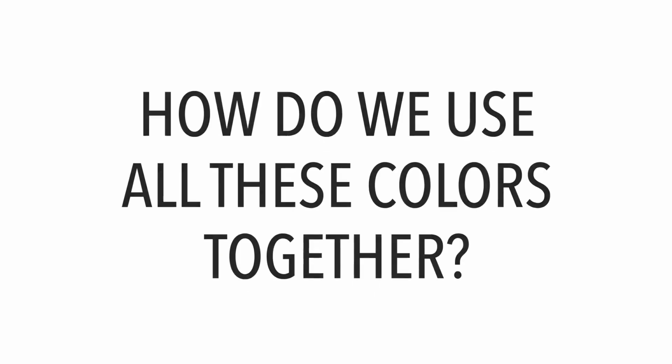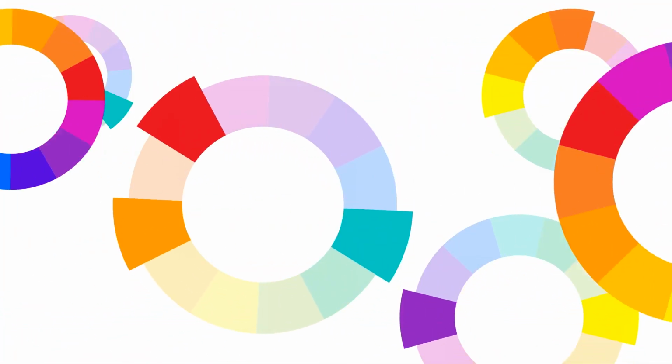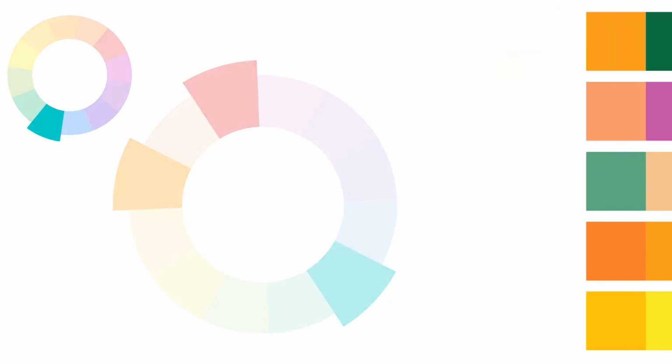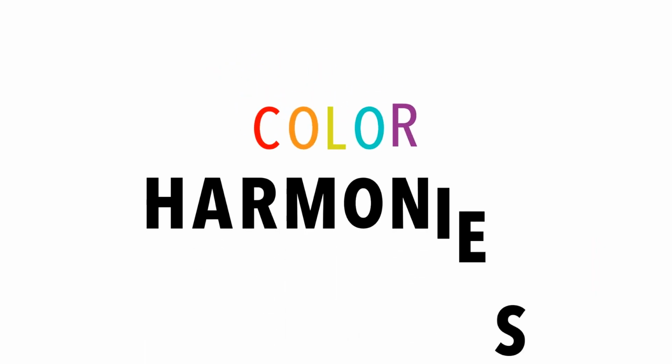But how do we effectively use all these colors together? Let's explore that next. By using the 12 basic hues on the color wheel along with a few simple formulas, we can create an infinite number of well-balanced and visually appealing color combinations. These formulas are known as color harmonies.